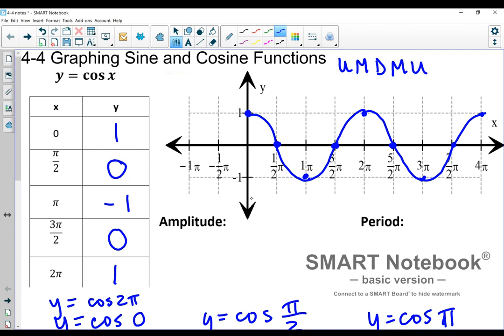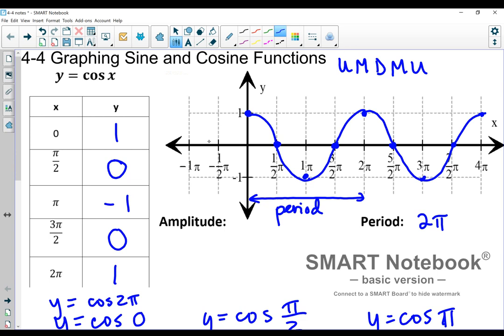And the period is going to be this right here. This is the period. That's how far we can go before we start repeating ourselves. So when I get back up to the 2 pi, I start repeating again. So period is going to be 2 pi.